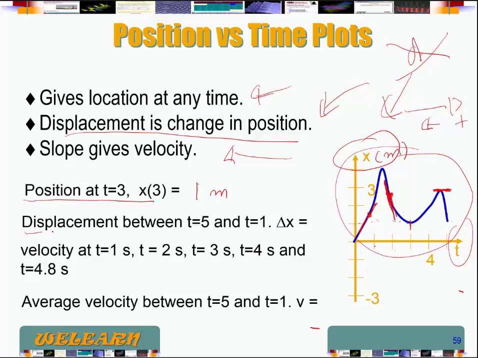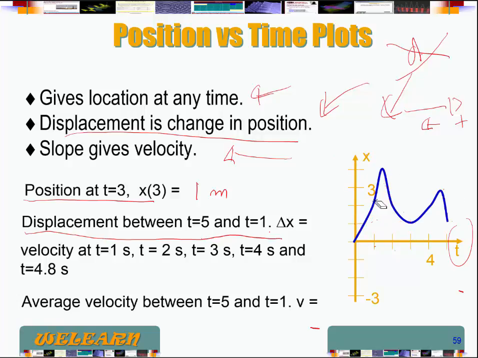Then it's asking here, what is the displacement between t equals 5 seconds and t equals 1? Okay, so let's erase a little bit here so we have a clean graph. Go back to pen mode. So our position at 1 second is here. So x at 1 second is 2 meters. And then at 5 seconds, the position is 1 meter. X at 5 seconds is 1 meter.